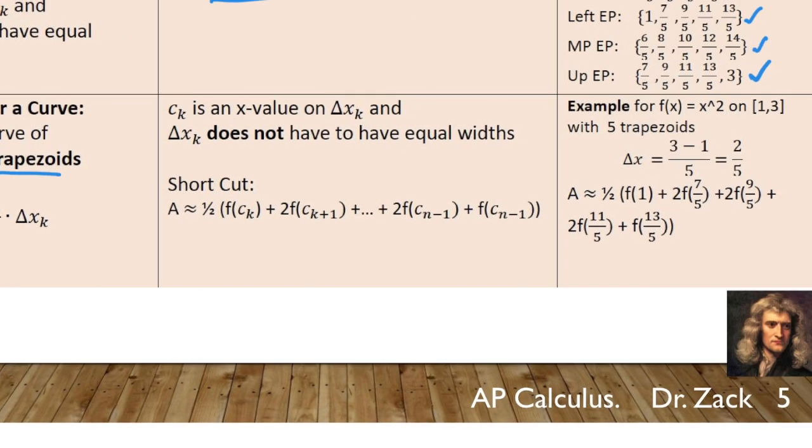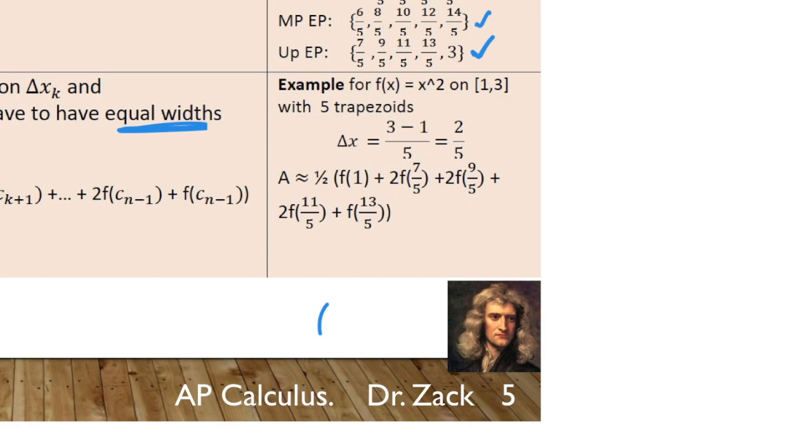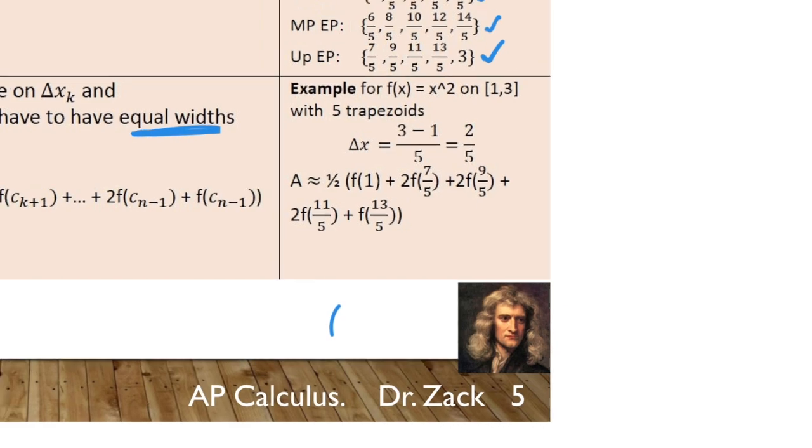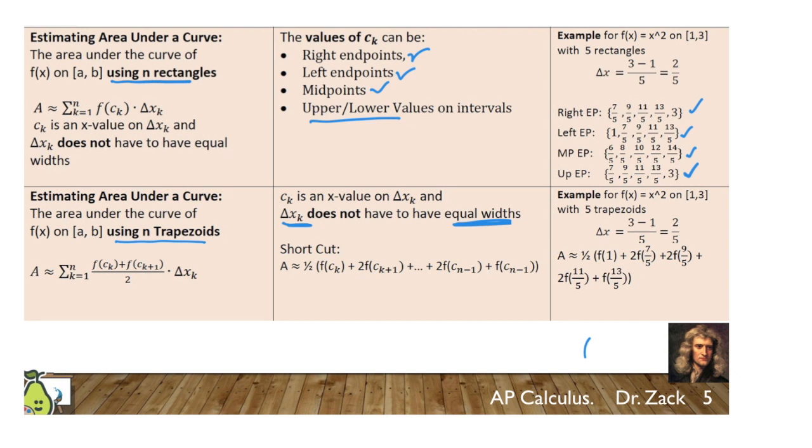Now, the thing that you want to make certain is that your delta x's for both your rectangles and your trapezoids do not have to have equal widths. So be aware, if you do not have equal widths, then you need to make certain that your delta x changes with each one of your intervals.